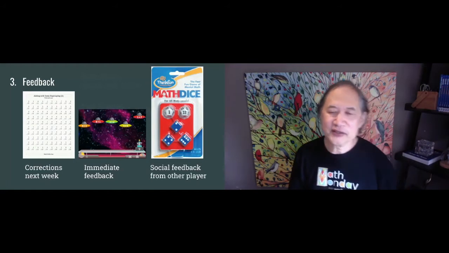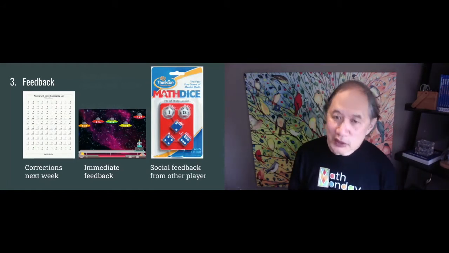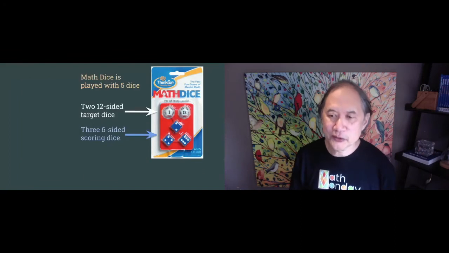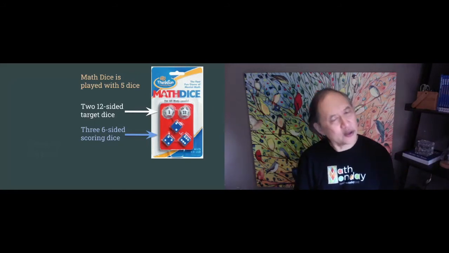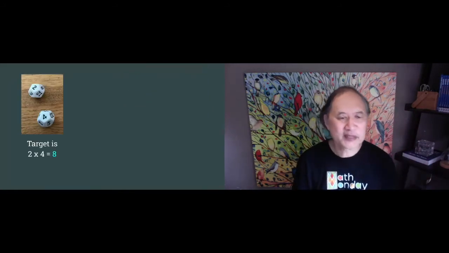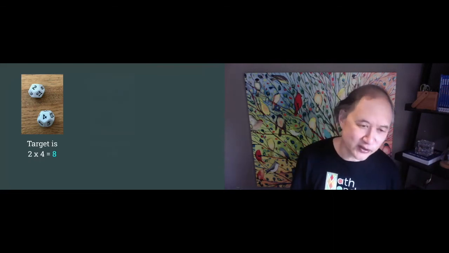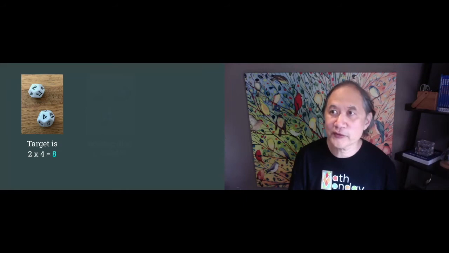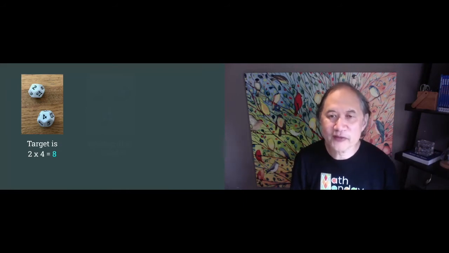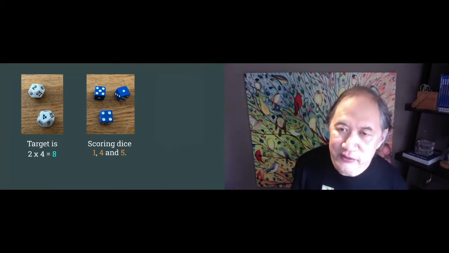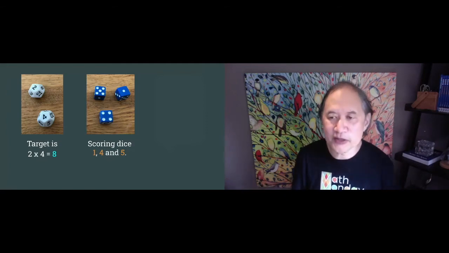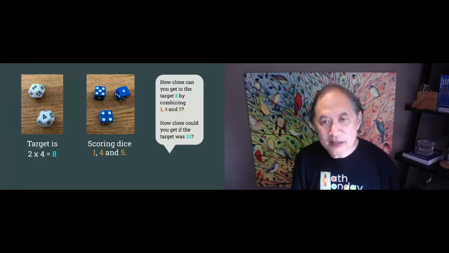So it's played with 5 dice. I'll go briefly through how you play it. There are 2 12-sided target dice and 3 6-sided scoring dice. This will get at some of the same skills as the worksheet, but differently. So you roll the 2 target dice, multiply them together to get a target number. 2 times 4 is 8, so that's our target. Then you roll the 3 scoring dice, get a 1, 4, and 5. Now the question is, how close can you get to the target 8 by combining 1, 4, and 5? And you can use any operations you want. Add, subtract, multiply, divide. In this case, you can get exactly 8 by saying 5 plus 4 minus 1.